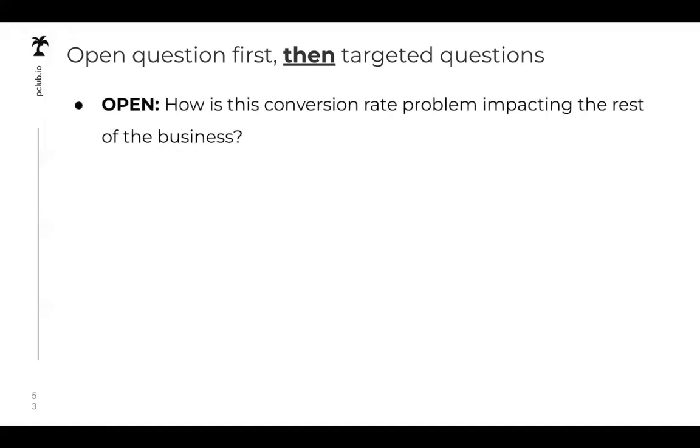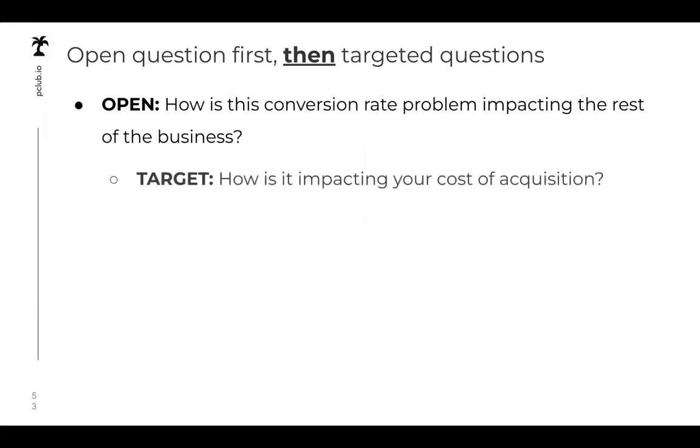So here's a few examples of starting with an open question and then relaying into targeted questions. So here's an open one. How is this conversion rate impact or problem impacting the rest of the business? Buyer has freedom. They can go wherever they want. They don't even have to answer it. You've given them the freedom. That's the important part. Now we can start to funnel them. How is it impacting your cost of acquisition? Okay, they're not taken back by that because they already feel free.